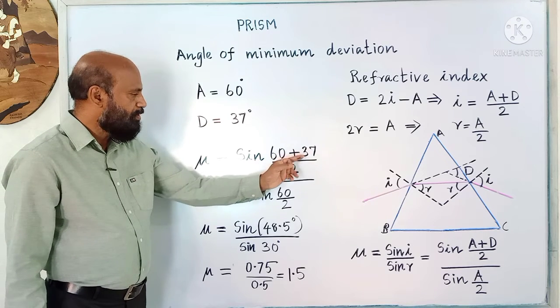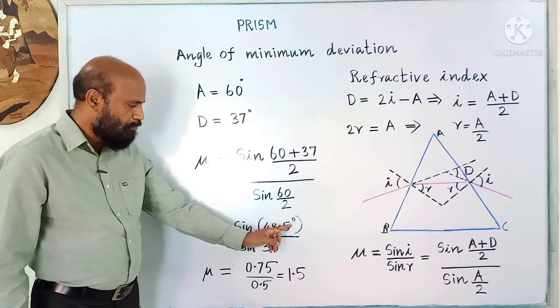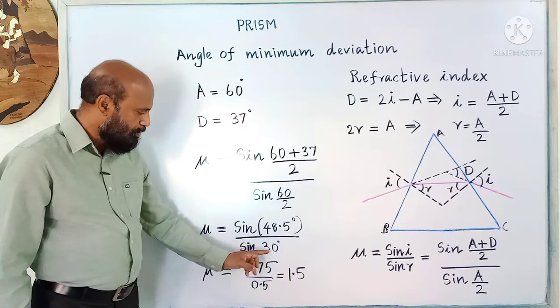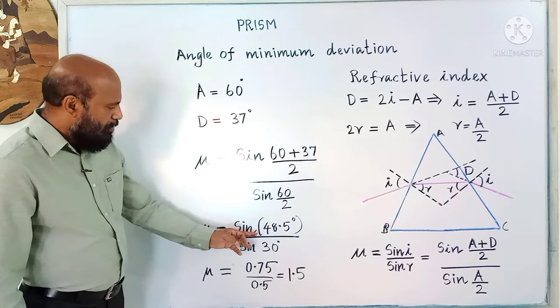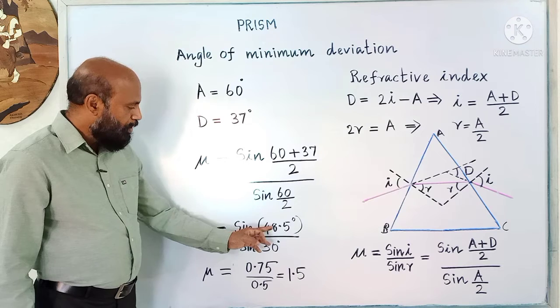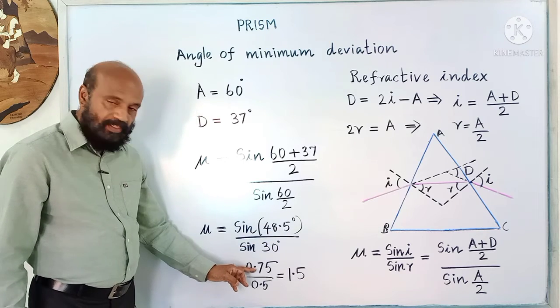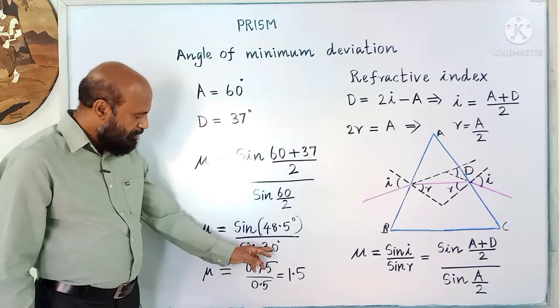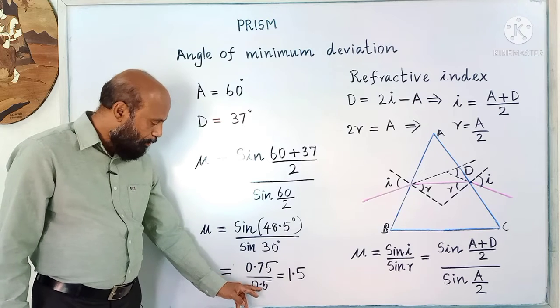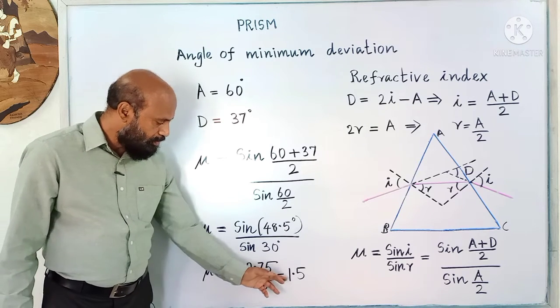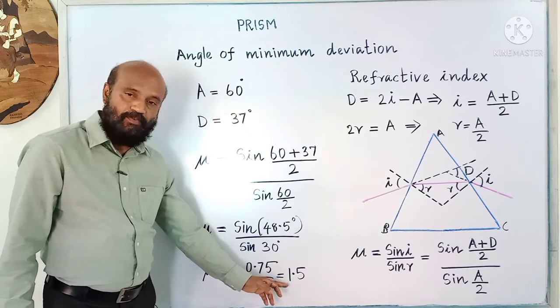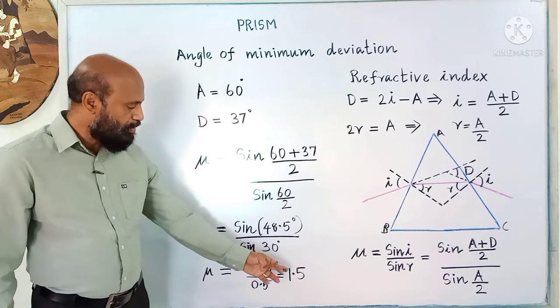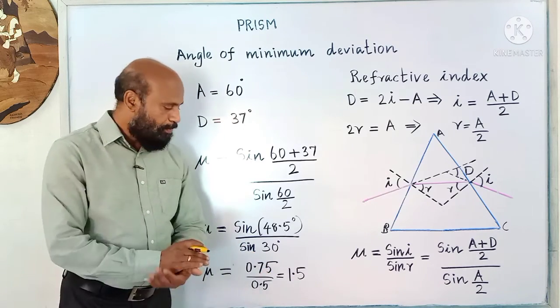60 plus 37 divided by 2, 48.5 degree. 60 divided by 2, 30 degree. Then sin 48.5 degree is 0.75. Sin 30 degree is 0.5. So when you divide, you will get the answer 1.5. Refractive index of the material of the prism is 1.5.